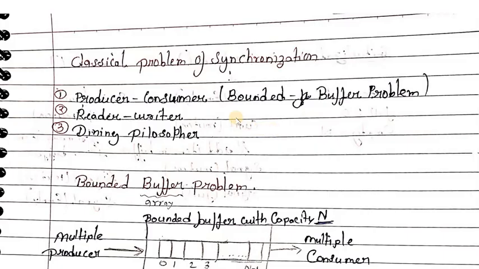Today we learn the classical problems of synchronization. There are three types of classical problems of synchronization. The first one is producer-consumer, which is also called the bounded buffer problem. The second one is reader-writer, and the third is the dining philosopher problem.